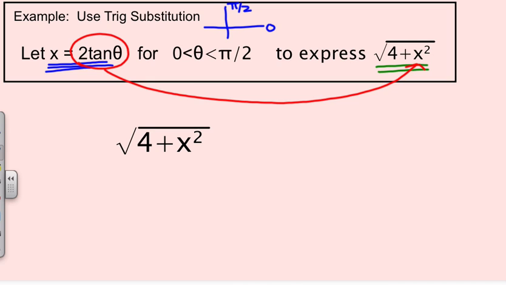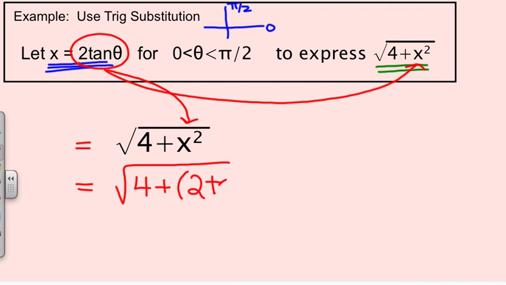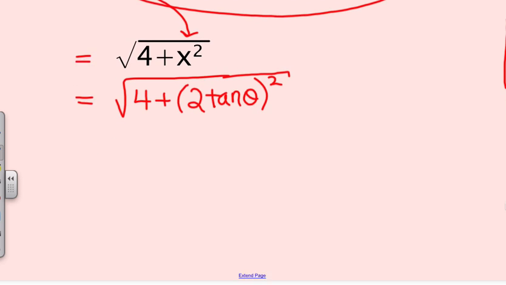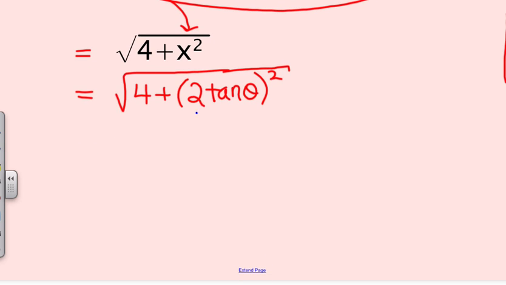So I have this expression down below. So we're subbing it in right there. So we have the square root of 4 plus, and now I'm going to replace that x with 2 tangent of theta squared. Now I'm going to simplify this piece right here. We're going to take 2 times 2, and then the tangent of theta squared. And then we'll leave everything else alone for now.